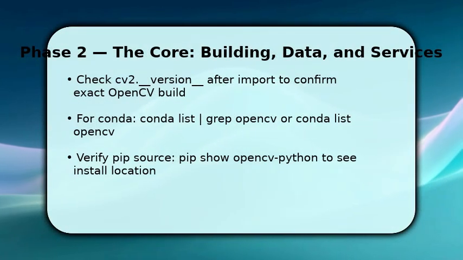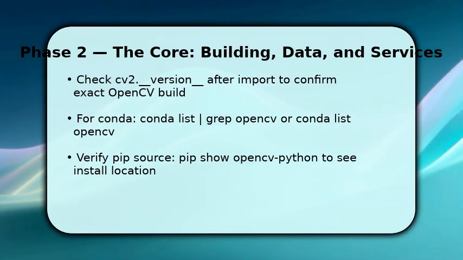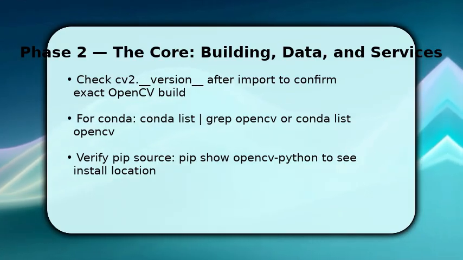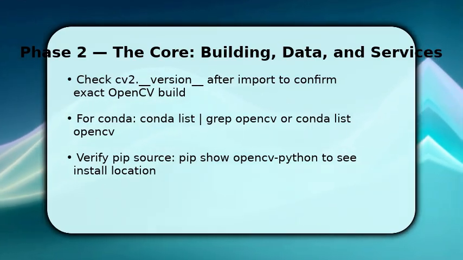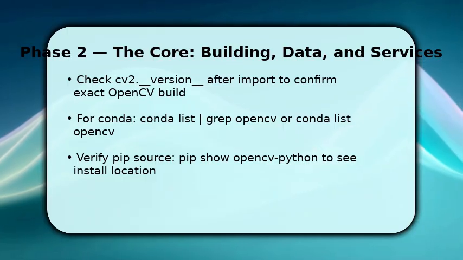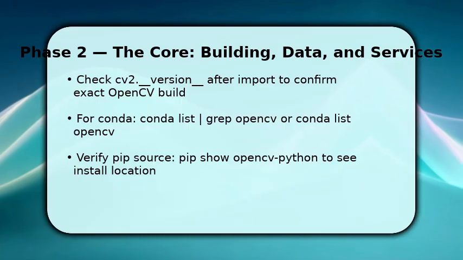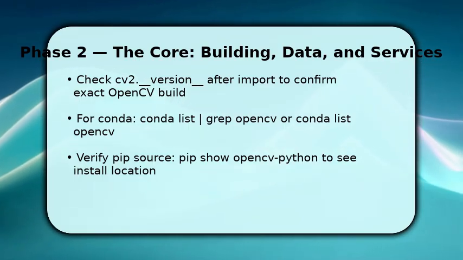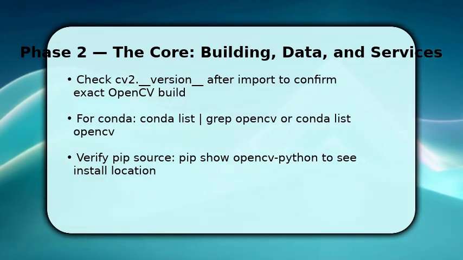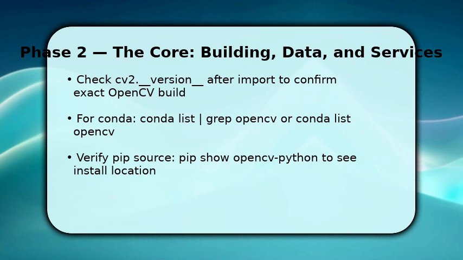If you use conda, run conda list opencv or conda list | grep opencv to see the package record and build channel. Make sure to run pip show opencv-python to inspect the installation path and metadata. This helps you know whether you have opencv-python, opencv-contrib, or a system package. These checks explain the how and why behind different distributions and compatibility.